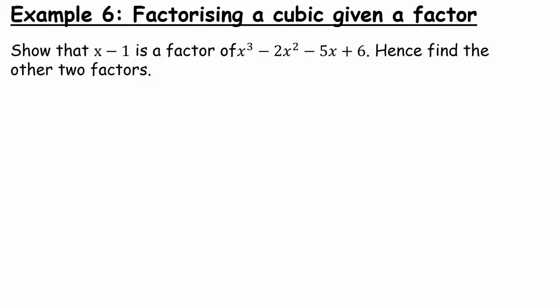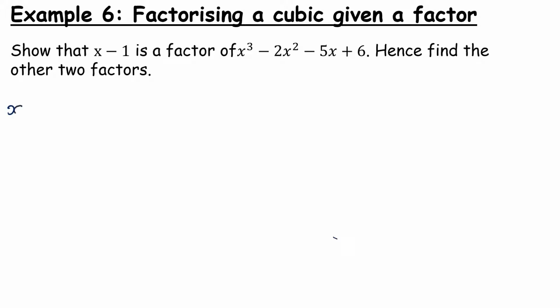So example 1. Factorizing a cubic given a factor. Show that x minus 1 is a factor of x cubed minus 2x squared minus 5x plus 6, and hence find the other 2 factors. So let's take a look at this. In order to show that x minus 1 is a factor, we use what is known as the factor theorem, which states that if x minus 1 is a factor, it will divide evenly into that polynomial, leaving no remainder. So we're going to do that division.